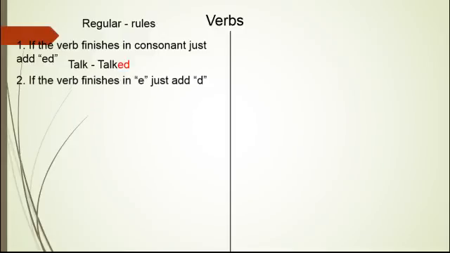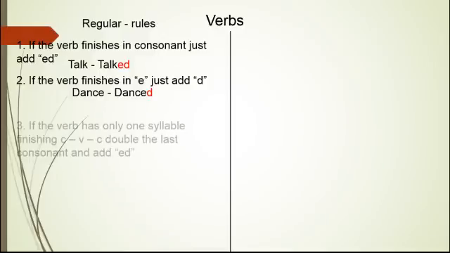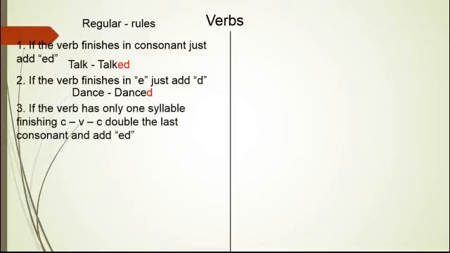Number two, if the verb finishes in e, just add d. Example, dance, danced. Si el verbo termina en e, solo le agrego d. Rule number three, if the verb has only one syllable finishing consonant, vowel, consonant, double the last consonant and add ed. Si el verbo tiene una sola sílaba, terminado consonante, vocal, consonante, duplico la última consonante y le agrego ed. Example, stop, stopped.